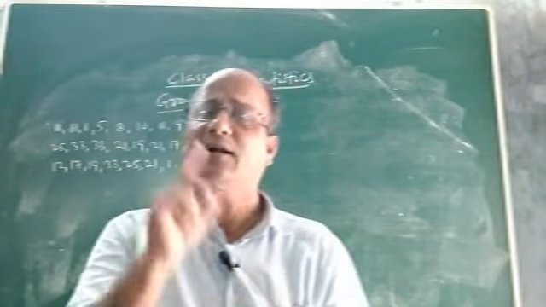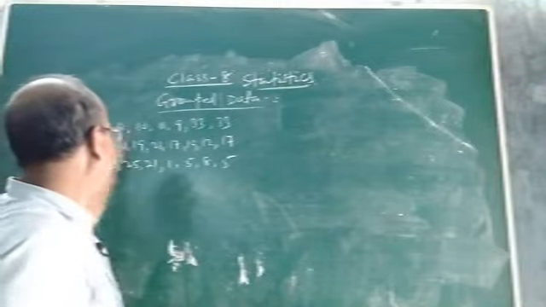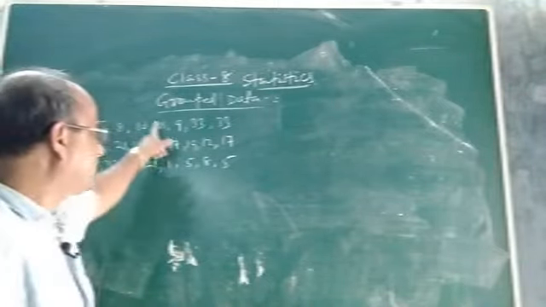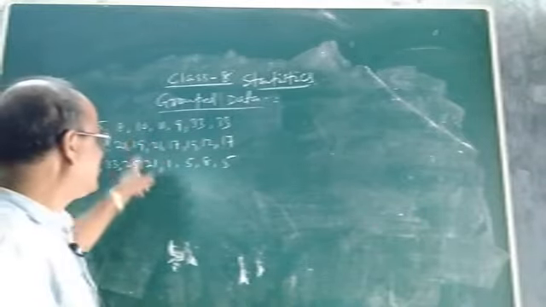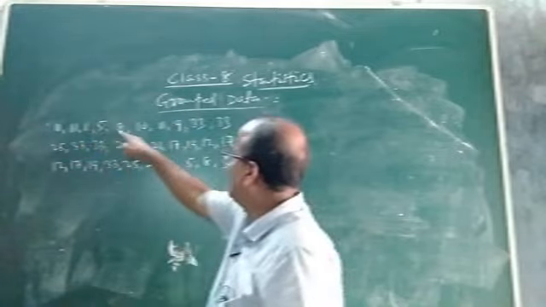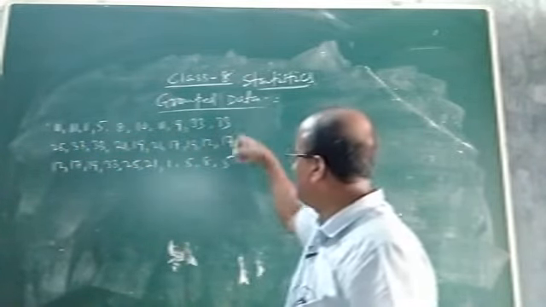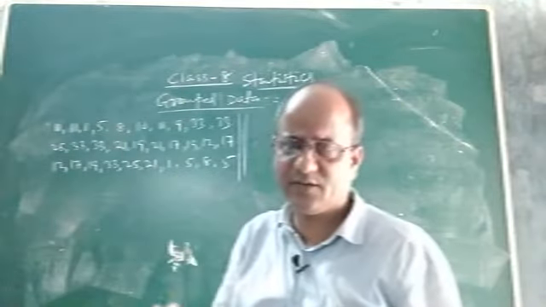Now to understand that, I have taken one example. See, suppose there are 30 observations given. What are these 30 observations? These are 11, 11, 1, 5, 8, 10, 11, 9, and so on. You see, these are 30 observations or 30 entries, you can say.